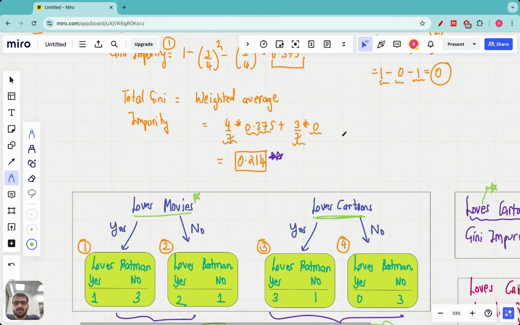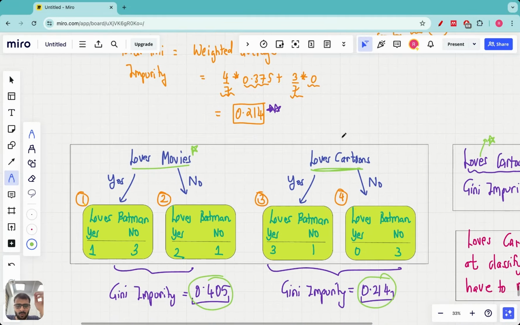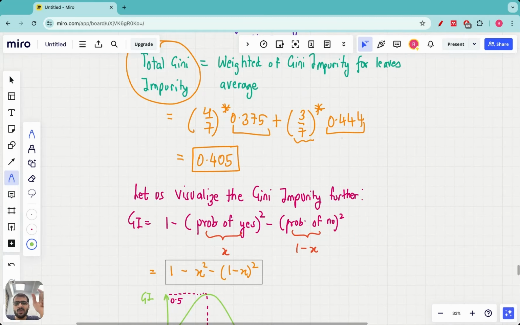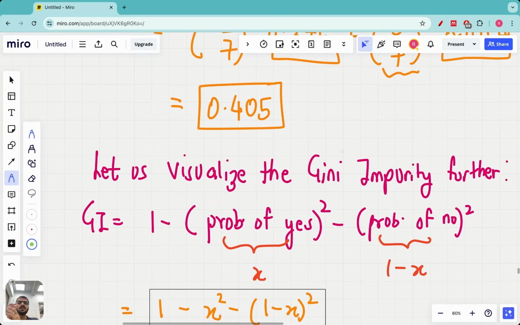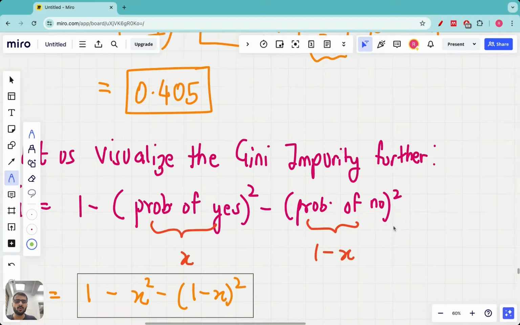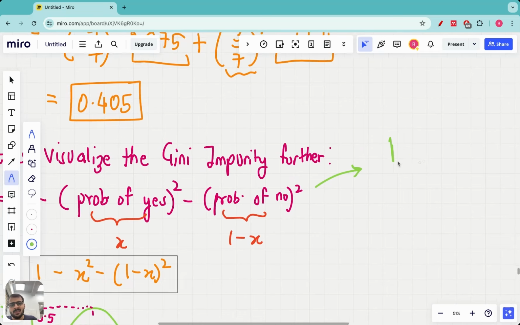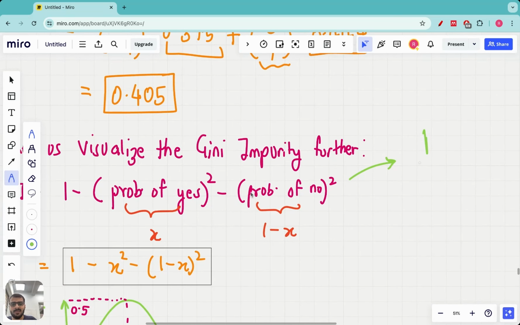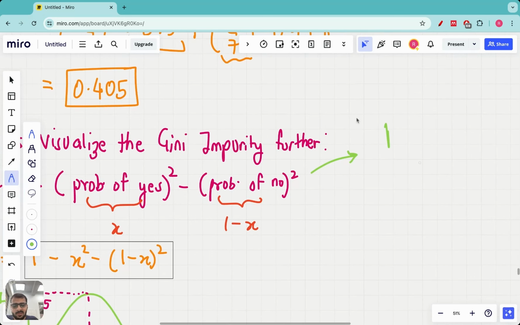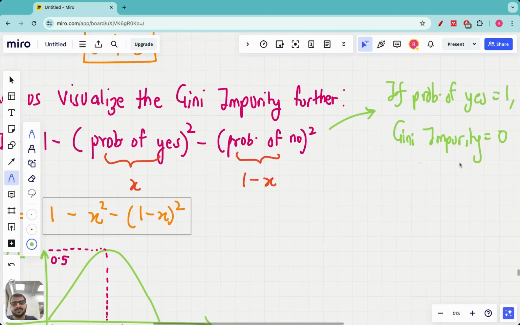Okay, so I hope everyone has understood the mathematical procedure for calculating the Gini impurity once you are given a decision tree. Now let us look at visualizing the Gini impurity. Gini impurity is 1 minus the probability of yes squared minus the probability of no squared, right? Let us consider a few scenarios. If the probability of yes is 1, then the Gini impurity will be 1 minus 1 minus 0, because the probability of no will be 0. Let me write this down: if the probability of yes is equal to 1, then the Gini impurity is equal to 0.